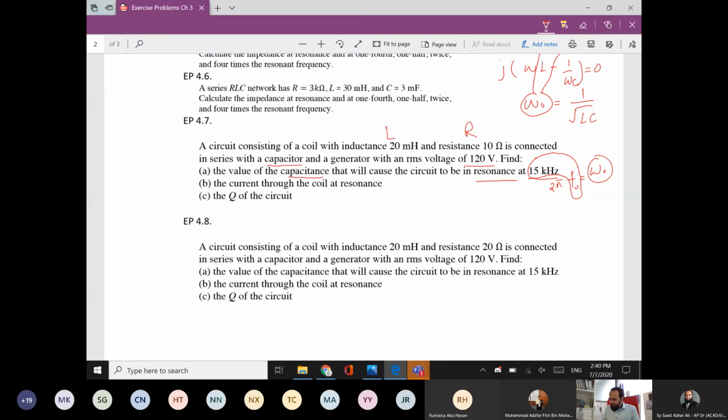And once we have C, we can find the value. That's it, the current through the coil. So to find the current, once we have C, L, and R, we can put them in the circuit and we can find the current. And of course, we'll see that these will be cancelled and only R is appearing. So we can find the current, and the Q is like some of the formulas that we have seen.